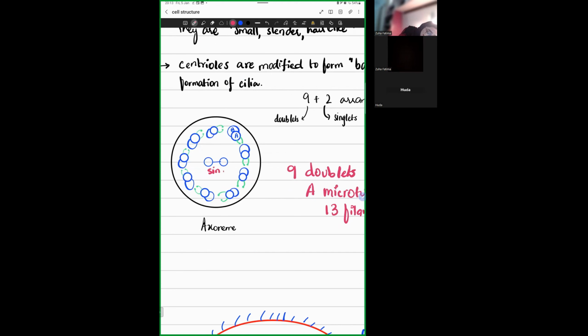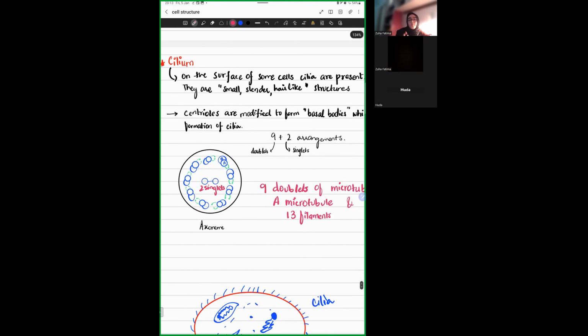In the center we have 2 complete singlets. They are not incomplete, they are not semi-complete. There are 2 complete microtubule singlets in the center. So first and foremost, let's understand the arrangement. It is a 9 plus 2 arrangement where there are 9 doublets in the surrounding, in the boundary of that structure, and we have 2 singlets in the center. So the arrangement of a centriole is a 9 plus 0 arrangement, and the arrangement of a cilium is a 9 plus 2 arrangement. So that is one difference between a centriole and a cilium.